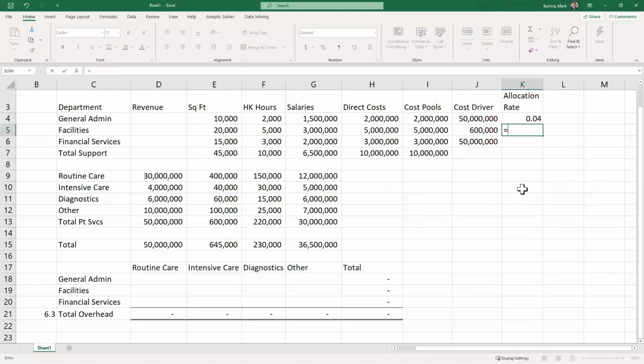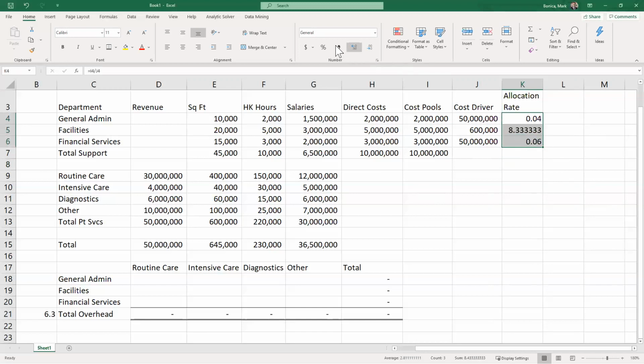And then again, I can take the cost pool divided by the cost driver. So the facilities cost pool is 5 million. The facilities cost driver is 600,000 square feet. And I get an allocation rate of $8.33 per square foot. And then finally, I have my financial services cost pool of 3 million divided by the cost driver of 50 million. And I get 6 cents in financial services expense for every dollar of revenue generated.